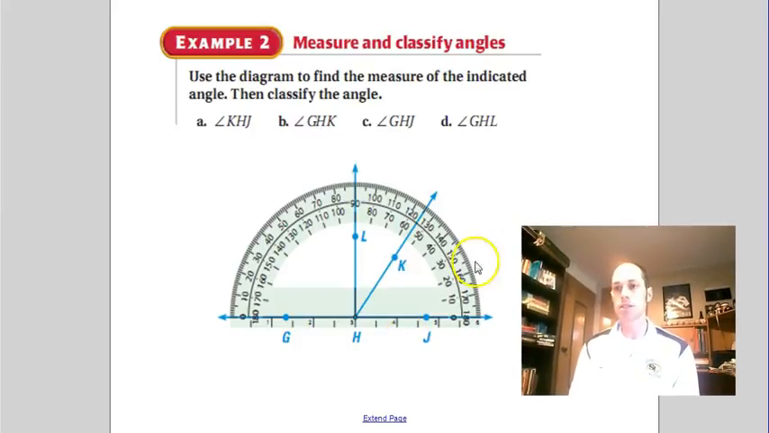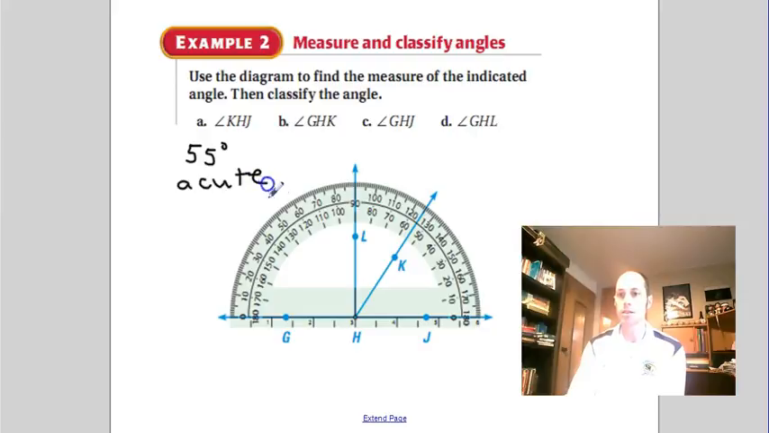Okay, so let's measure angles and classify them using this protractor here. So measure of angle KHJ. If I'm measuring KHJ, start at K, go to H, and to J. So that angle starts at 0, goes up to 55 degrees. And if it's 55, it's less than 90, which makes it an acute angle. Next, GHK. I'm starting here. Here's my 0. I'm working my way all the way over to where K is at 125 degrees. That would make it obtuse since it is greater than 90.